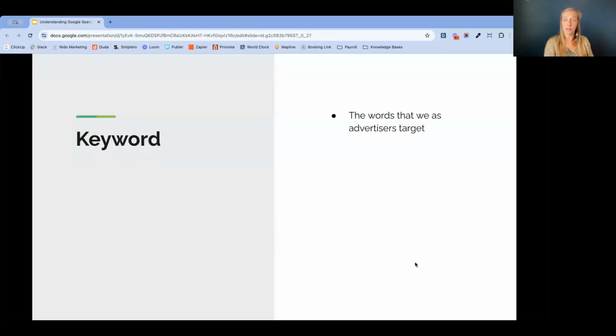Keyword, we kind of talked about this already. This is the words that we as advertisers target. So if Nido Marketing is running your ads, this is what we're targeting. If you're running your own ads, these are what you're targeting.